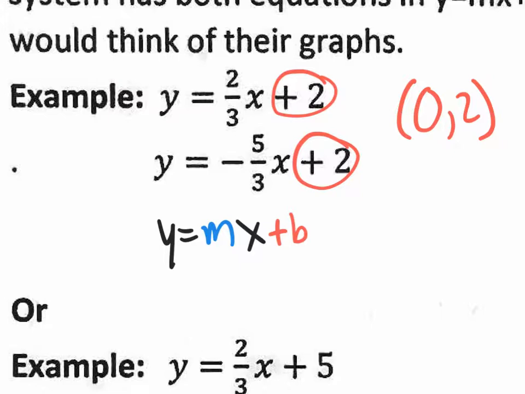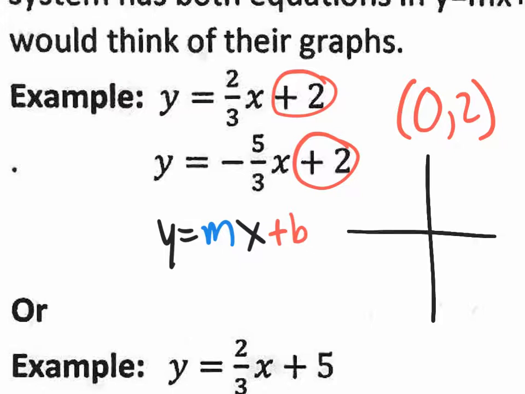Now, yes, I could have modified these equations, changed them to standard form, and then I could have thought of eliminating either x's or y's. But why would you do that if they're both in slope-intercept form and you can clearly see the B value? Now, if you're still wondering how the heck did he get the answer 0, 2, it's this simple, guys.